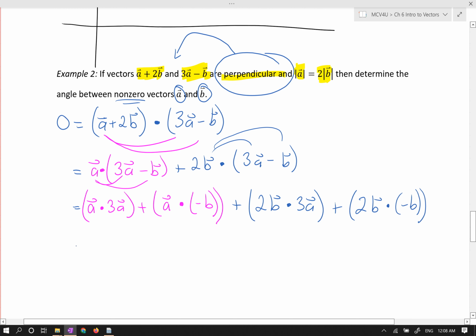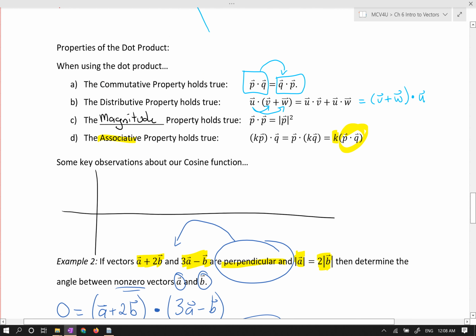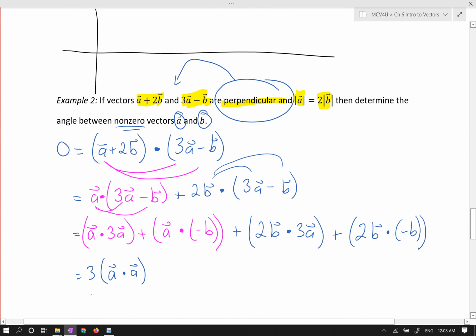Fantastic. Okay, let's get there. A dot product with 3a, well, hang on, that's going to be like 3 times a dot with a. How do I know that? Well, that's using my associative property, where I can take the scalar out. My scalar is a 3, and I can put that wherever I want to. So I'm going to put it on the outside, so I'll be able to evaluate a dot product afterwards.